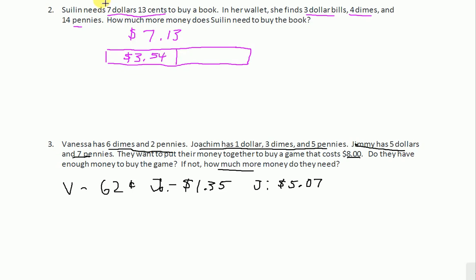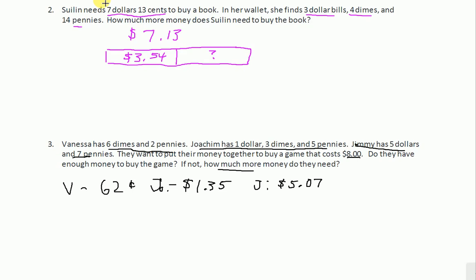So now we need to know how much more she needs to buy the book. So this is what we don't know. That's our question mark there. So basically now we just have to do some subtraction, and we can do this various ways. We could subtract the dollars out first, but we have a little problem there, because if we take 13 cents, we can't take away the 54 cents.